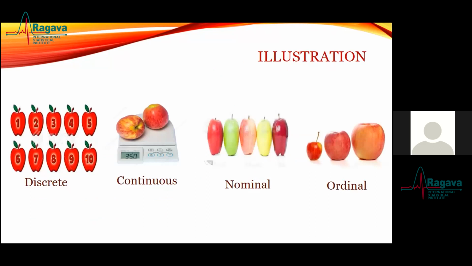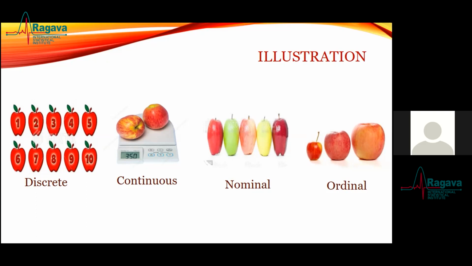This is a very simple illustration to show the difference between the different types of data we discussed earlier. See the first two pictures, they denote quantitative data. The third and fourth denote qualitative data. The first picture shows the count of the apples, the number of apples. There are about 10 apples in the picture. So 10, you're counting it. So this easily becomes discrete data.